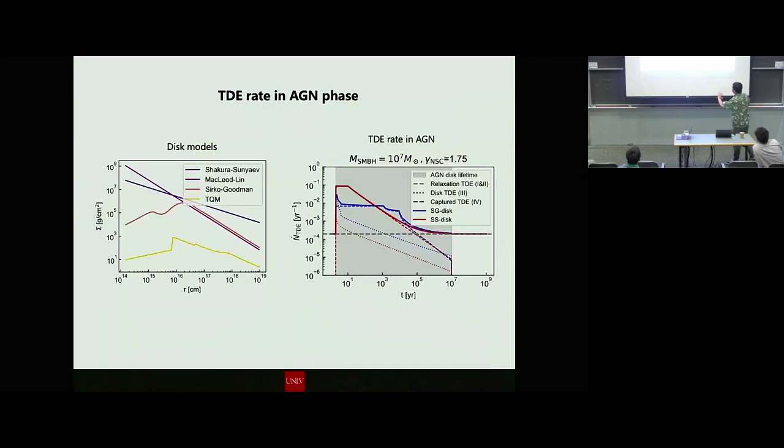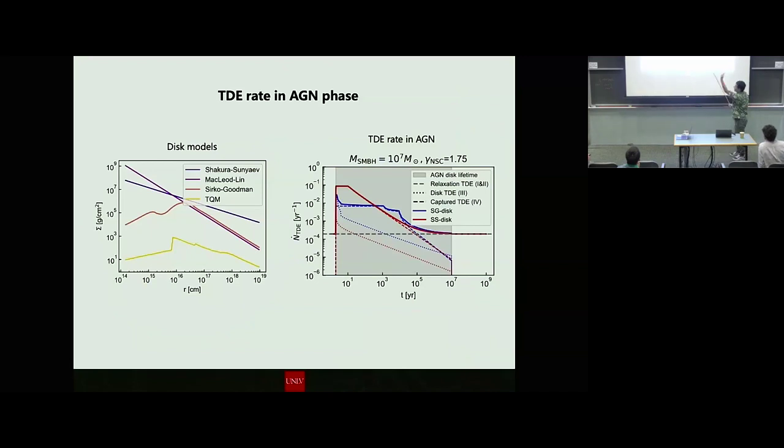Then we can play with this model by adopting different disk models like Shakura-Sunyaev, Sirko-Goodman, and Thompson. And this is basically the surface density profile. If I calculate the TD rate in this AGN phase, basically for two different disk models, and this is the AGN lifespan. We have a relaxation TD background from region 1, region 2 is here. And we have an in-disk tidal disruption event, which basically shows as this dotted line.